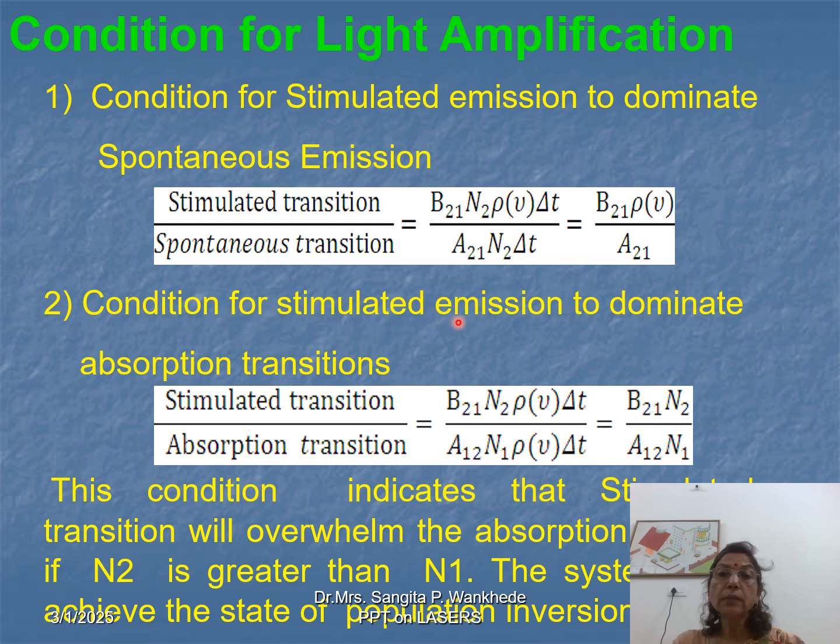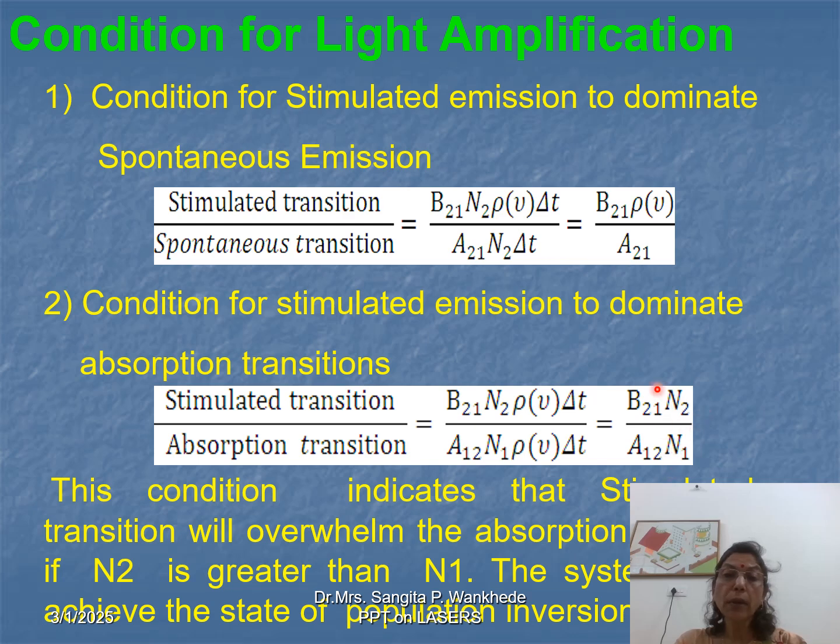The second condition: when we take the ratio of stimulated emission to absorption transitions, B21 upon B12 is constant, and we get N2 by N1. So from these two conditions it is seen that the stimulated emission transitions will increase if the photon density is large and if N2 is greater than N1. That is also known as when N2 is greater than N1.